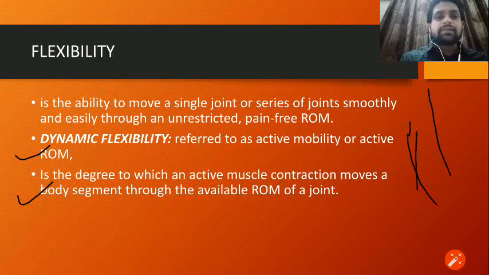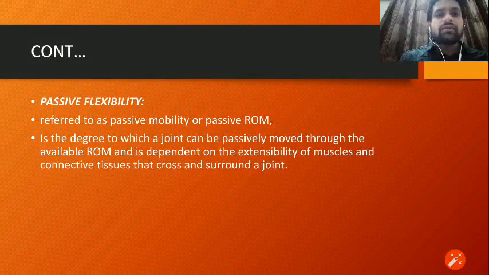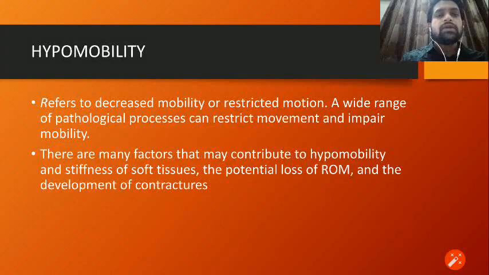We can divide this flexibility again. There is dynamic flexibility, referred to as active mobility or active range of motion, which can be performed by a patient, and it is the degree to which an active muscle contraction moves the body segment through the available range of motion of a joint. Next is passive flexibility, which refers to passive mobility or passive range of motion, the degree to which a joint can be passively moved through the available range of motion, and it is dependent on the extensibility of muscles and connective tissues that cross and surround a joint.